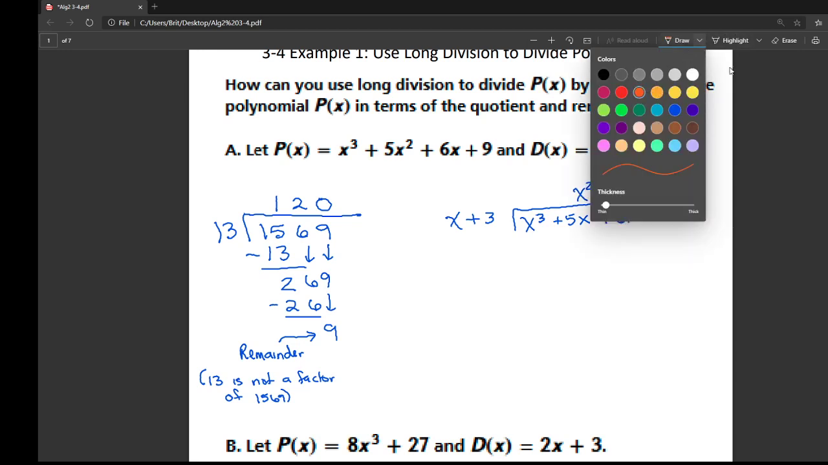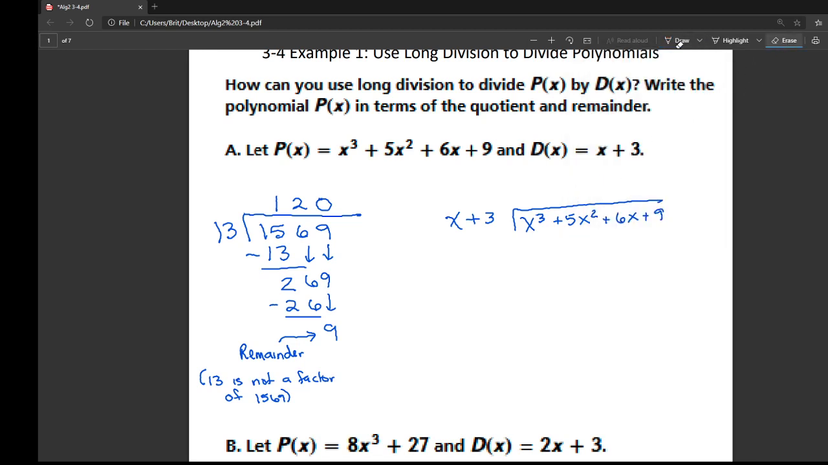I'm going to change colors here, I think it might be easier to see. So there's x squared. Now I'm going to take that x squared and multiply it times this binomial to write down here. So x squared times x is x cubed, and x squared times 3 is 3x squared. Do you see how I'm doing the same math problem here, by the way? 1, 5, 6, 9. 1, 5, 6, 9. 13, here's a 1 and a 3.